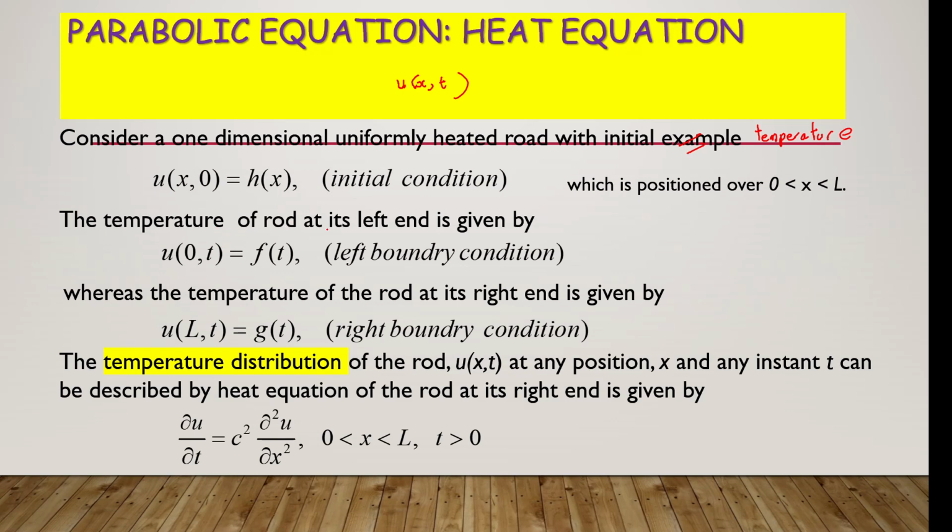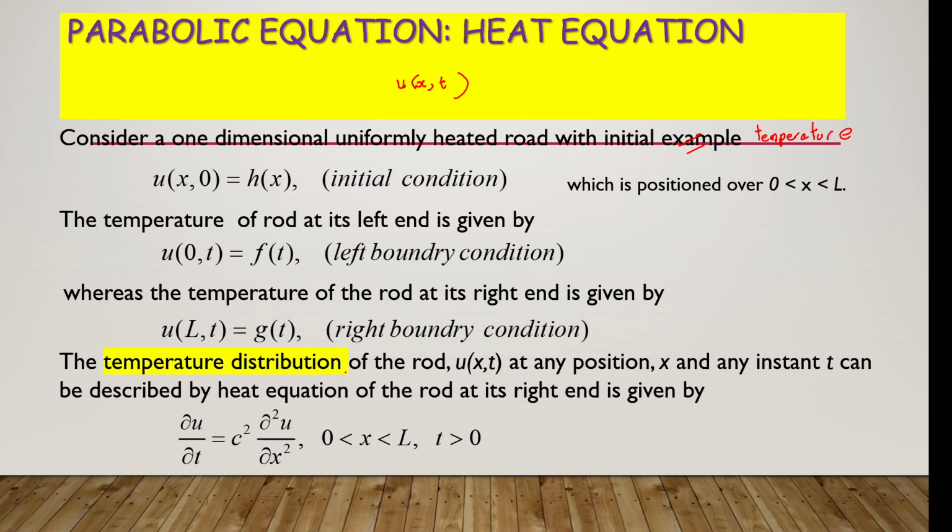And then the temperature of the rod at its left end is given by u(0,t). Sorry, u(0,t) is f(t), the left boundary condition. Left, because the rod is positioned from x equal to 0 up to x equal to L. That's why u(0,t) equals a function of t. This is the temperature of the rod at its left end. The temperature of the rod at its right end is u(L,t), equal to g(t).